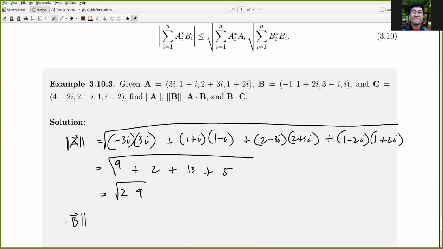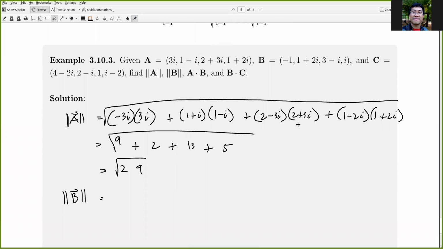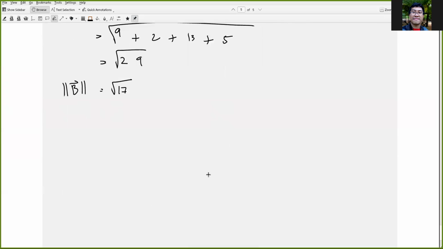For B, the norm would be, so you do the same thing. 1 1 plus 2i, so this would be 1. This would give us 5. This we'll get 10, and then here you got 1, so 1 plus 5 plus 10 plus 1, that's 17. You can work that out yourself to check.